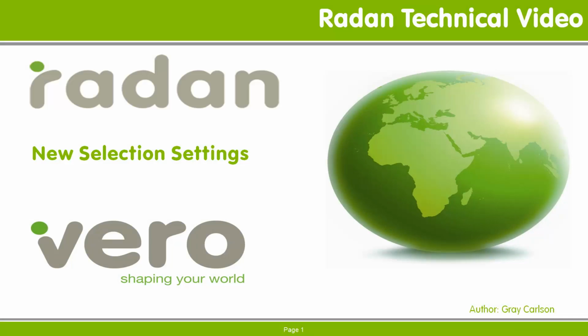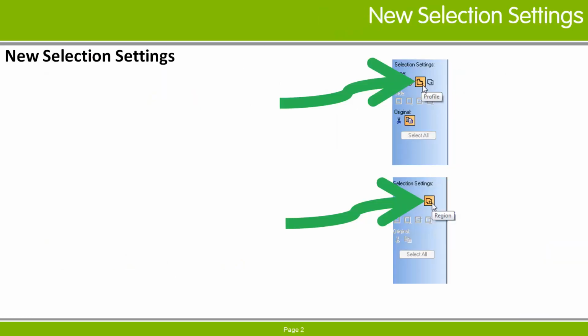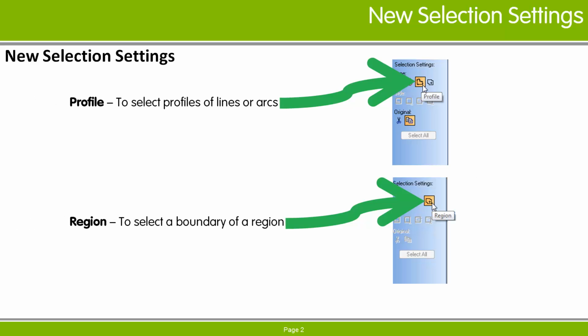This month's video looks at the latest selection settings available in Radan. These new selection settings are the profile selection setting and the region selection setting available within Radan's selection settings panel.